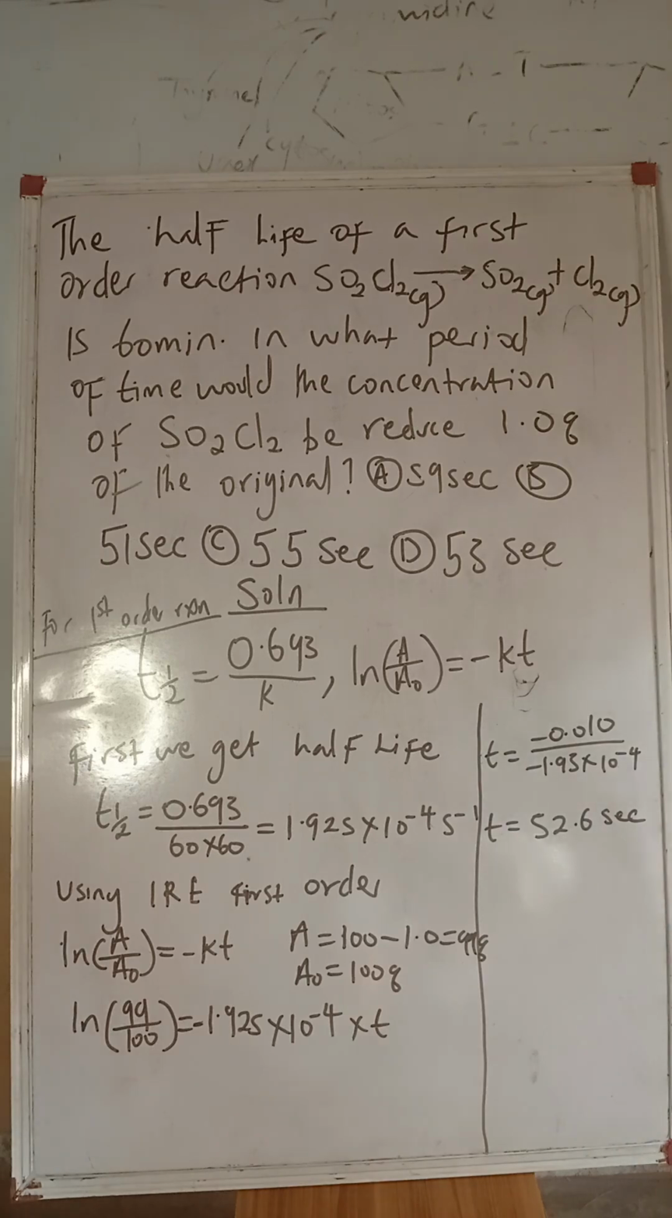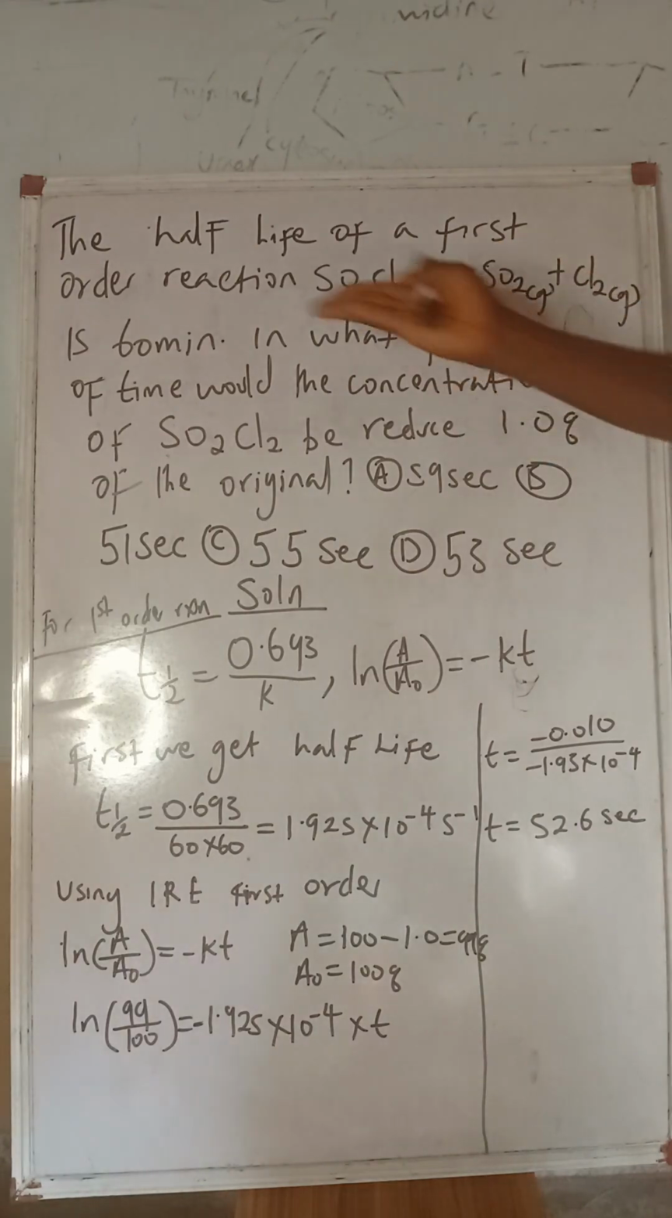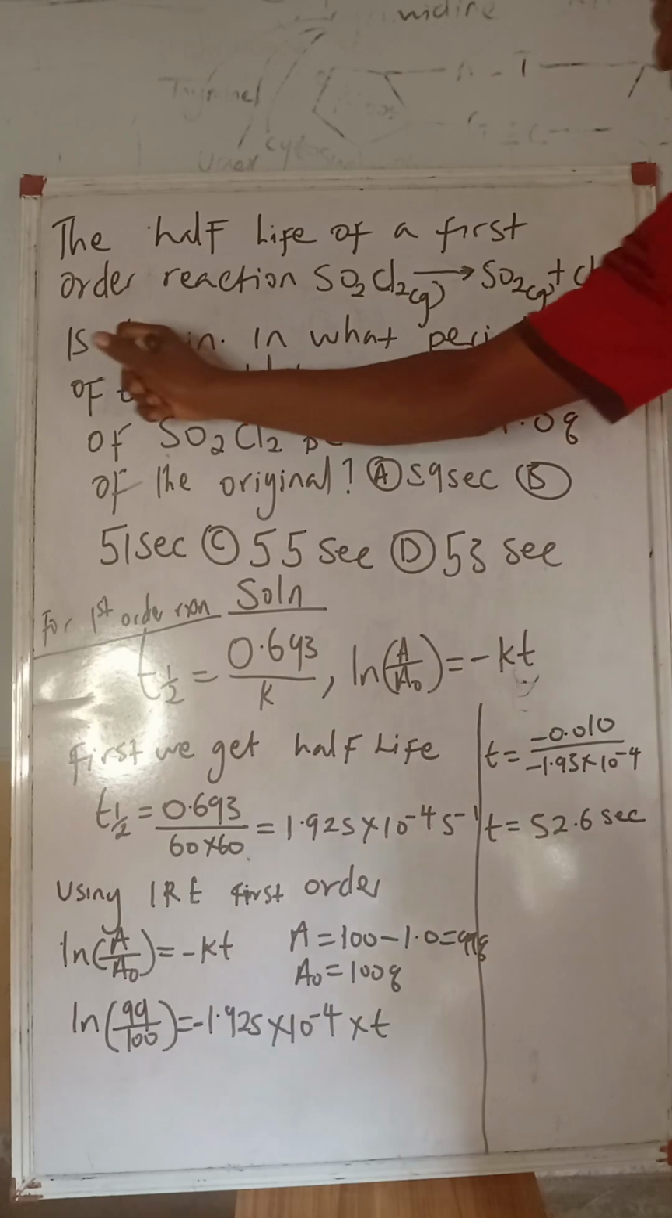To be precise, reactions can be classified based on order in chemical kinetics. We have first order, second order, and third order reactions. Now this reaction is a first order reaction, as I said. So the half-life of this first order reaction is 60 minutes.